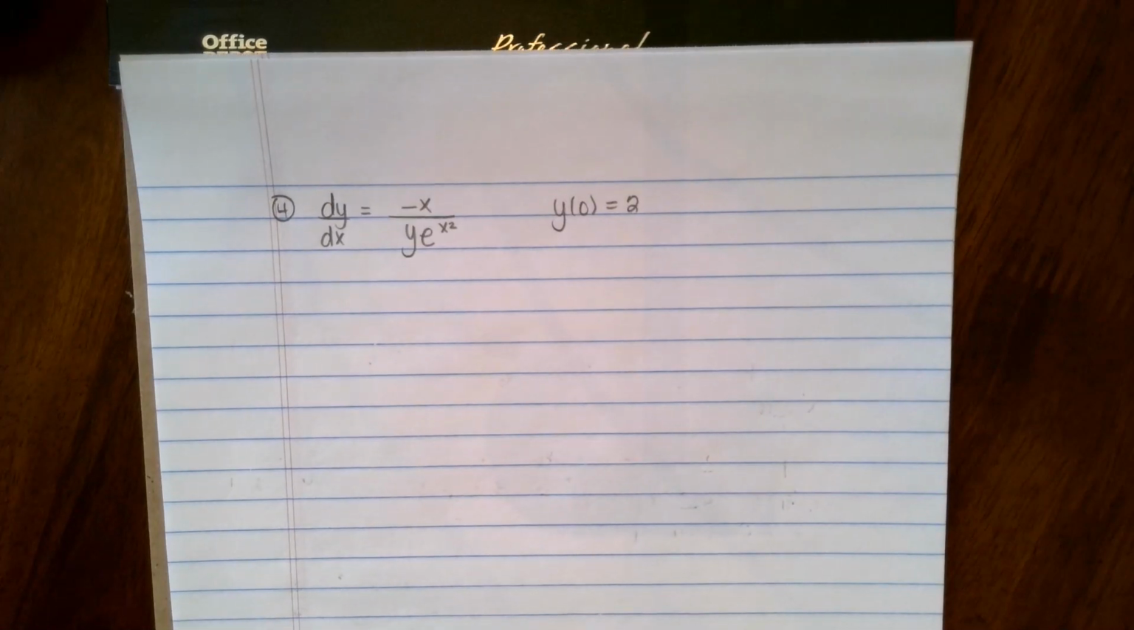All right, so now that we're on example 4, if you want to go ahead and try to separate the variables on your own, go ahead and hit pause. Separate the variables, make the y's with the dy and the x's with the dx, and we'll get started.